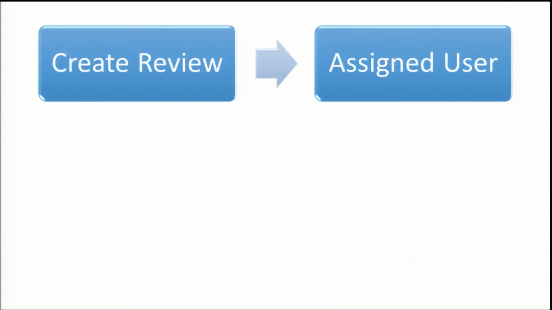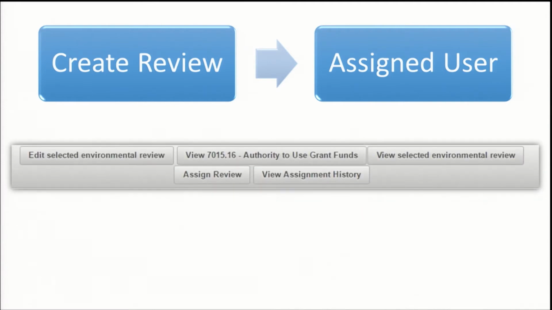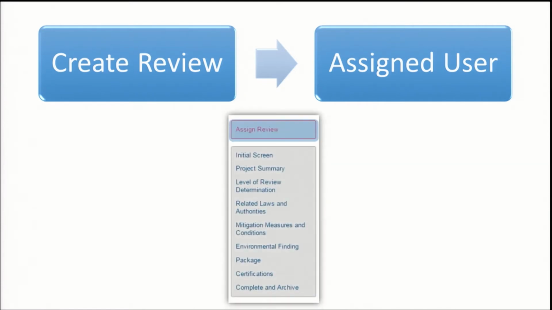When you start a review in HEROS, you're automatically the assigned user. This means that only the creator of the review can edit the review until it is assigned to someone else. Before anyone else can work on, review, or certify your review, you must assign it to them using the Assign button on either the dashboard or on the side menu. After you assign your review, you will not be able to edit it again until it is assigned back to you.